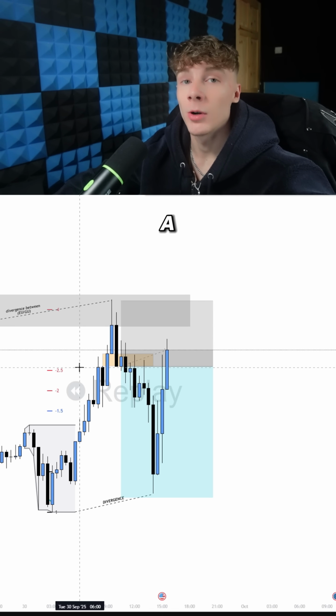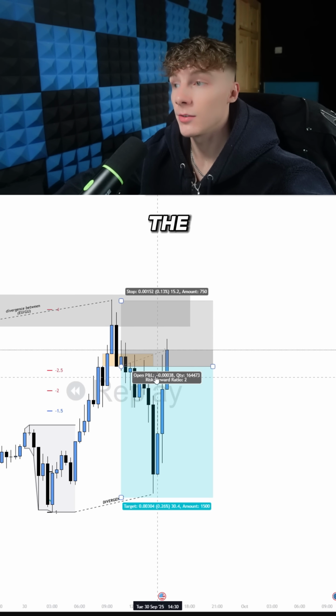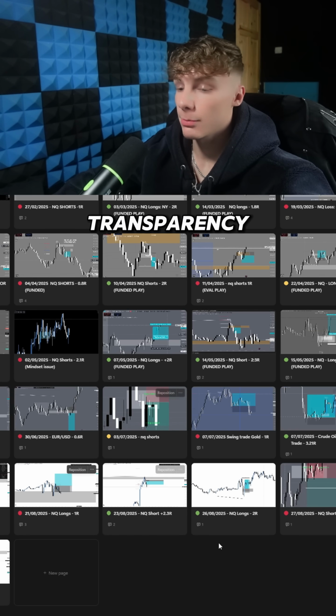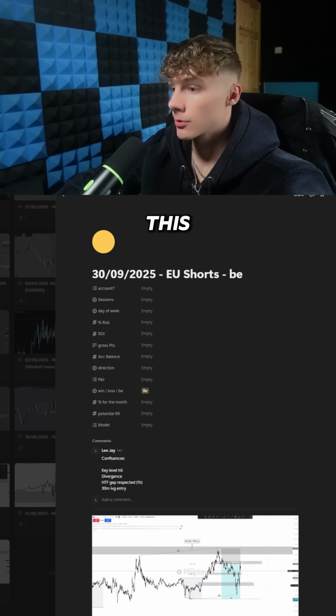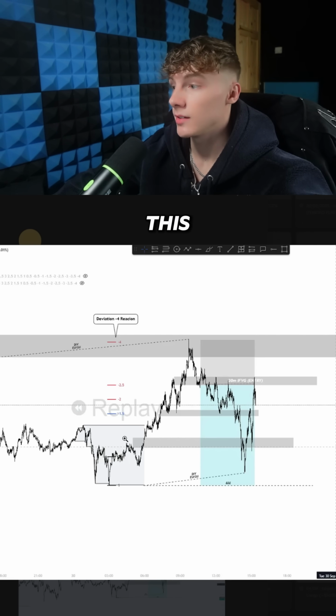This is the 6th day in a row that I've taken a trade like this, and this is the first break even in 5 trades. Just for transparency purposes, if you don't believe that I actually took this trade yesterday, here it is in my trading journal, and this is exactly what the trade looked like.